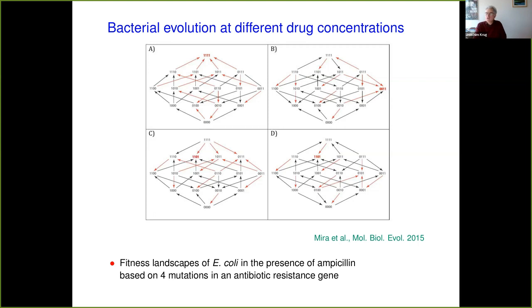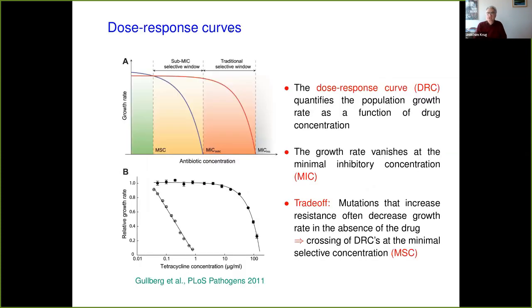Now to set up a model for this process, we need to know a little bit more about what actually happens. So a crucial concept here is the concept of a dose response curve. So the dose response curve is simply the growth rate of the population as a function of drug concentration, right? So you put your bacteria, you expose them to the drug, and if the drug concentration is not too high, they will still grow, but they will grow more slowly. And so there will be a curve like this, where this is the antibiotic concentration, this is the growth rate. And so at some point, the growth rate will go to zero and then become negative. So beyond that, the death rate of the bacteria is higher than the birth rate. And this is called the minimal inhibitory concentration, MIC.